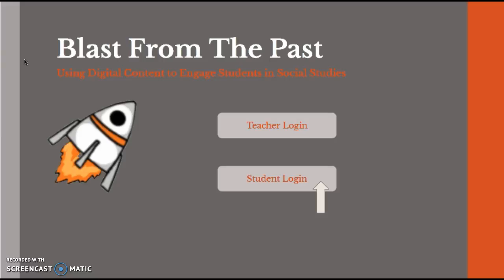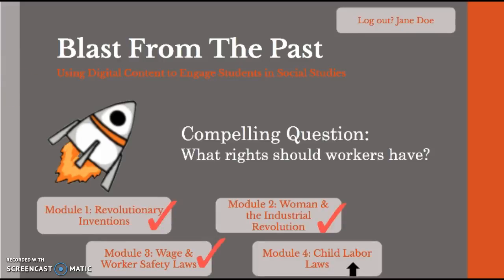As we said, students will select the student login and they will be brought to this page. On this page, students are presented with the compelling question, and below that are the four subtopics that center around the central idea. Once the student has completed that subtopic, a check mark will appear beside it as an indication that they can move on to the next section. Here we will select the Module 4.